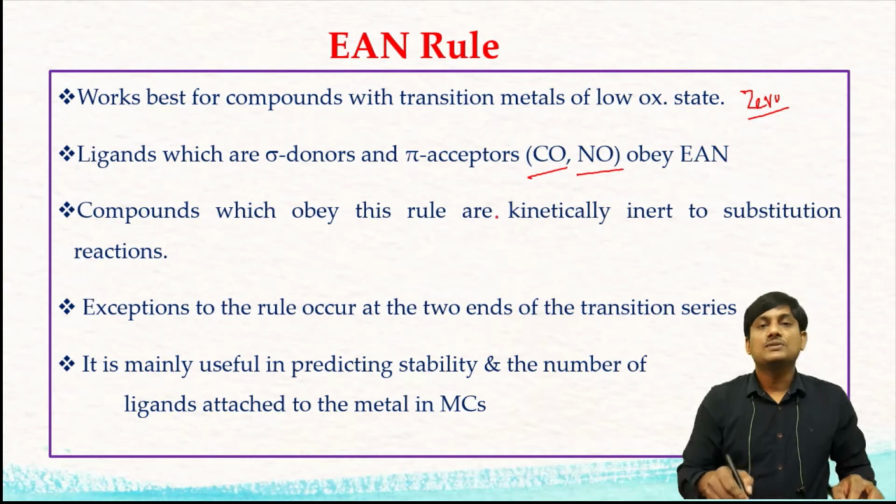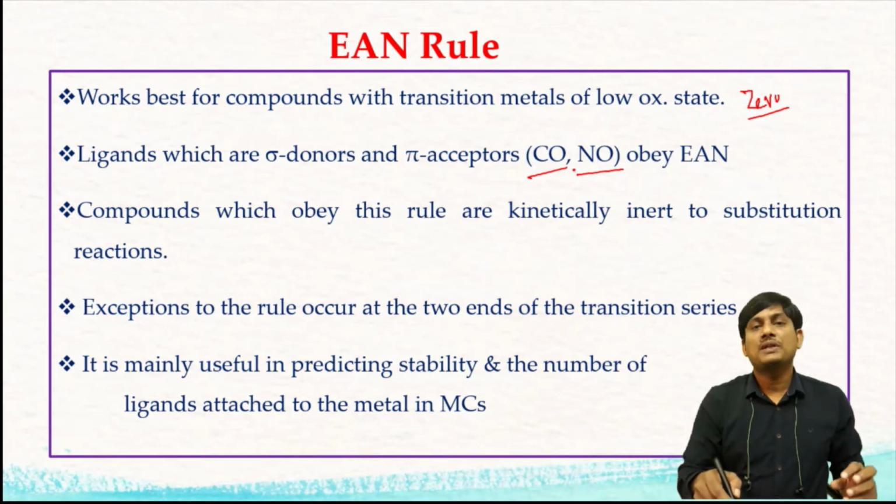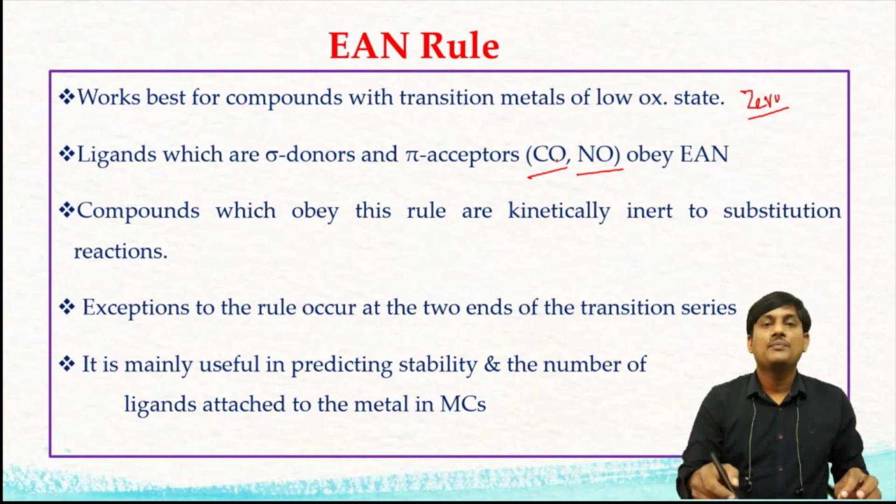Exceptions to the rule: the rule fails at the ends of the transition series. Beginning elements and last elements will not follow the effective atomic number rule. It is mainly useful for predicting the stability of metal complexes, and also very useful for finding out the number of ligands, the number of CO ligands, in a particular metal carbonyl complex.